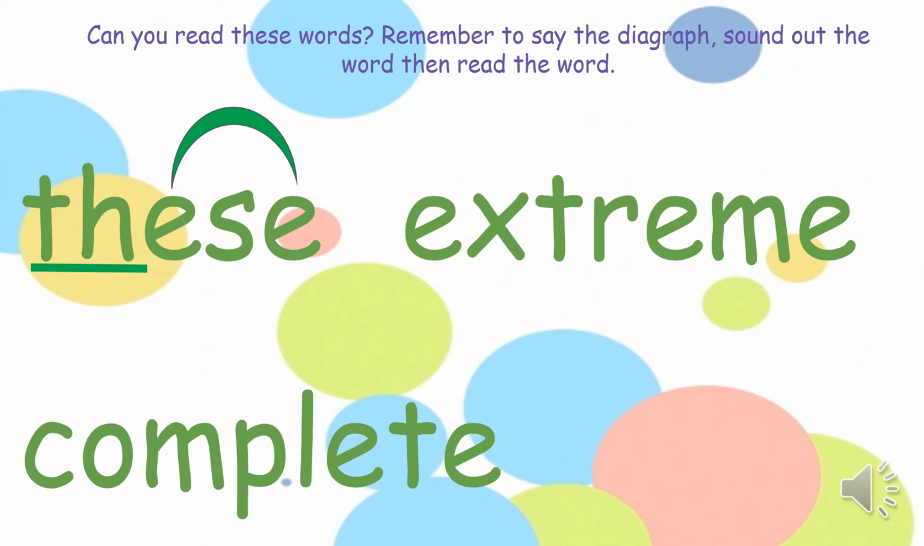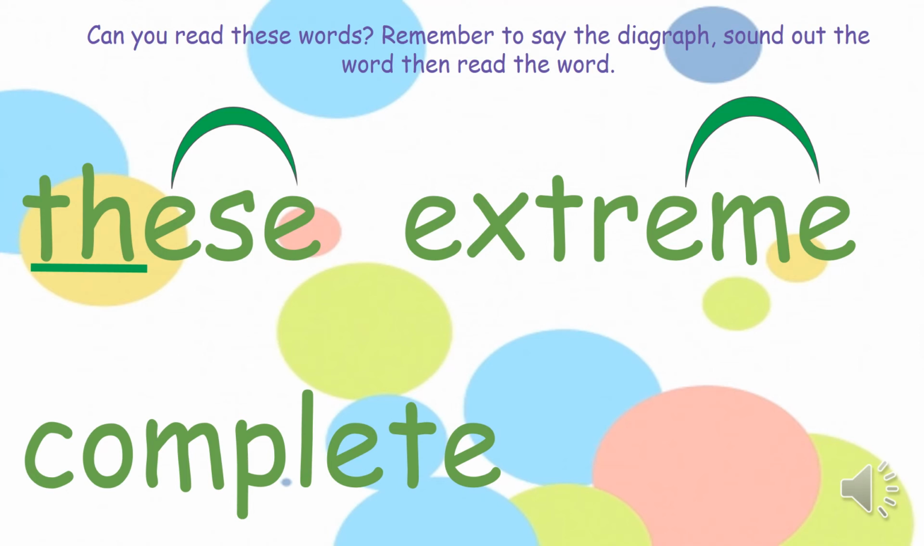Let's look at our second word. What digraph can you see? We have our split E sound. Let's sound out the word. E, X, T, R, E, M. Extreme. And if I was to use this word in a sentence, usually when we say the word extreme, we add an ly at the end and turn the word into extremely. So if I was to say the word extremely in a sentence, I could say, it is extremely cold today.